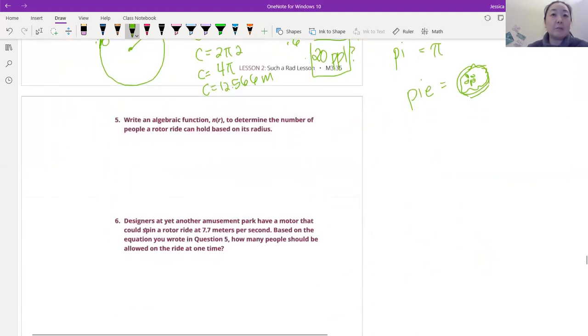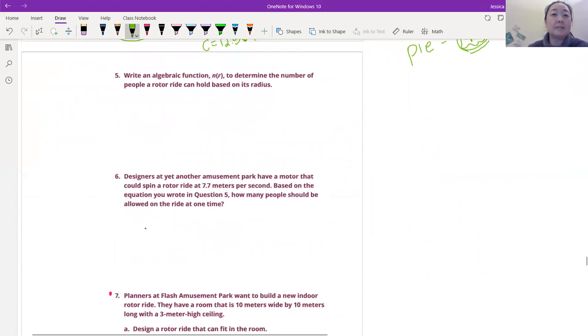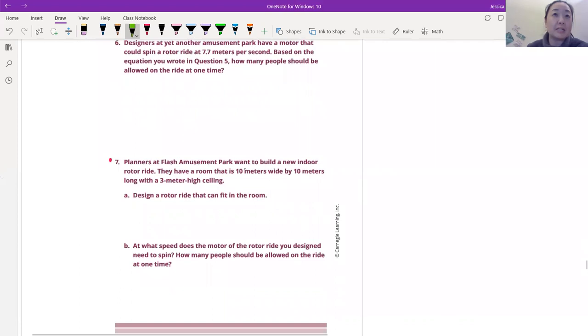we did not talk about these ones. I would read them and check them out. If you have questions on them, it's interesting. These are interesting questions. And this one is where you get to design your own rotor ride that fits these dimensions. If you like to practice your design because you want to be an architect or some kind of engineer, this would be a good one to problem solve, right? You have to fit it within certain criteria.